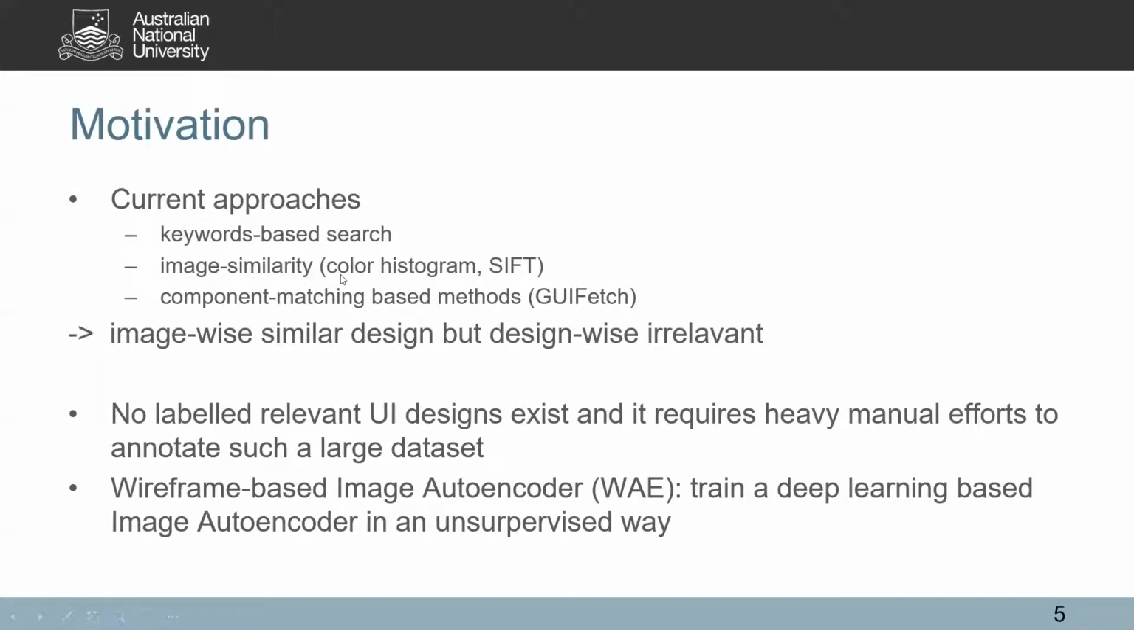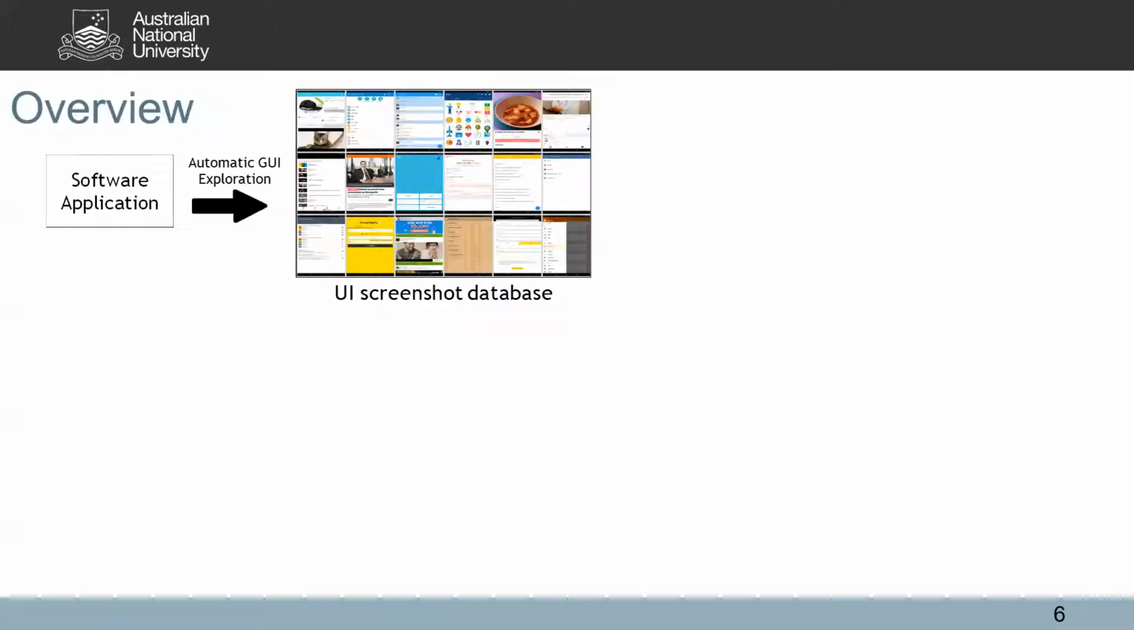Moreover, since there are no labeled relevant UI designs, and it would require heavy manual effort to annotate such a dataset, we propose a method called wireframe-based image autoencoder, which trains a deep learning-based image autoencoder in an unsupervised way. Here's an overview of our approach.